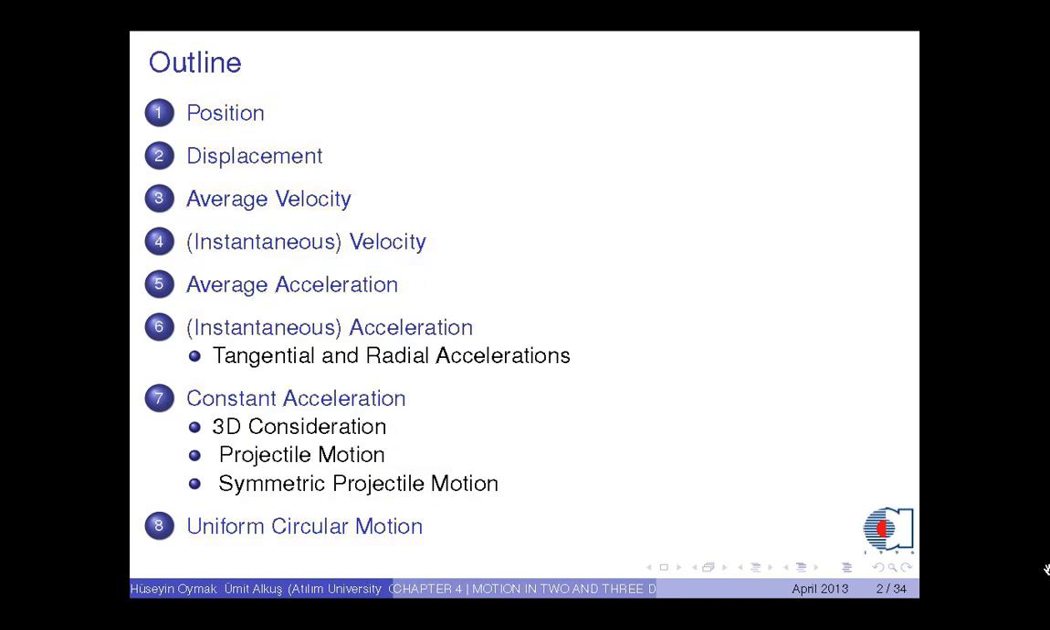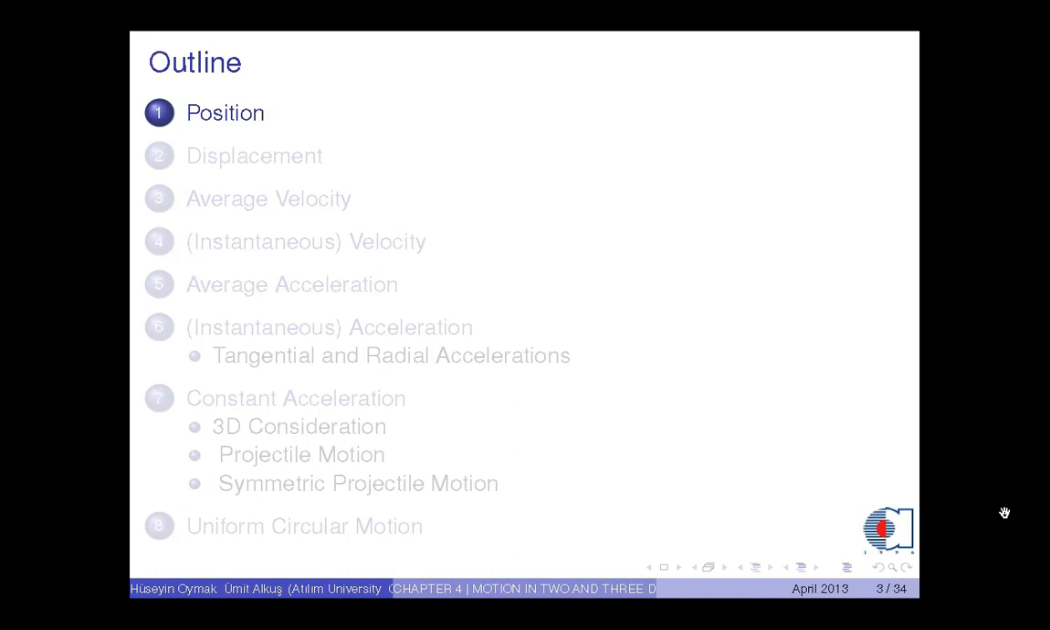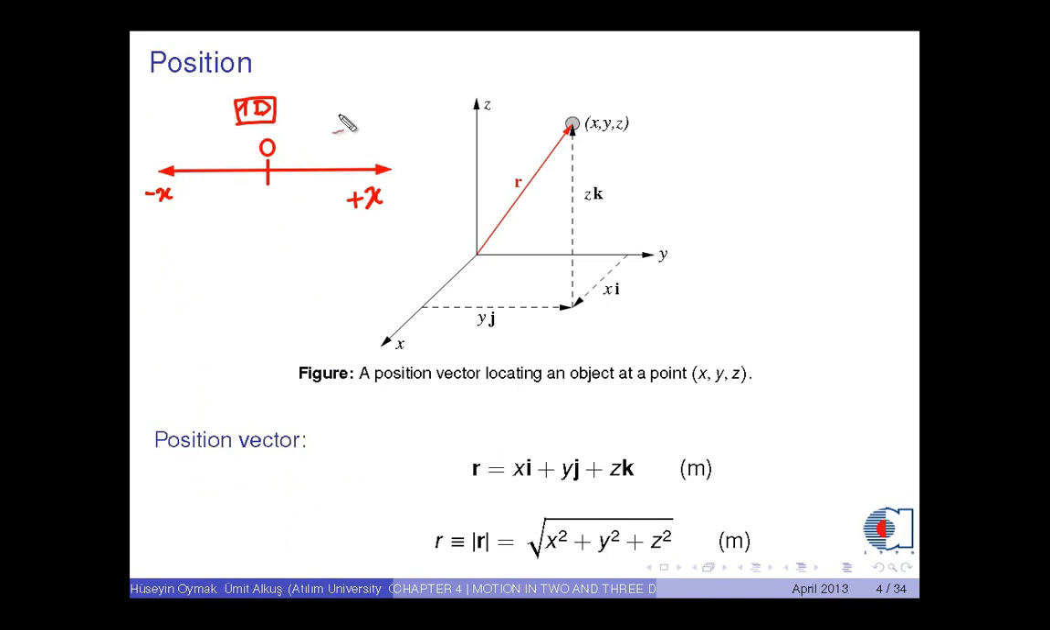Okay, let's start with position. Recall that in Chapter 2, we denote the position of an object moving along a straight line at any time t according to an origin by x of t. And we had only 2 directions, namely plus and minus.